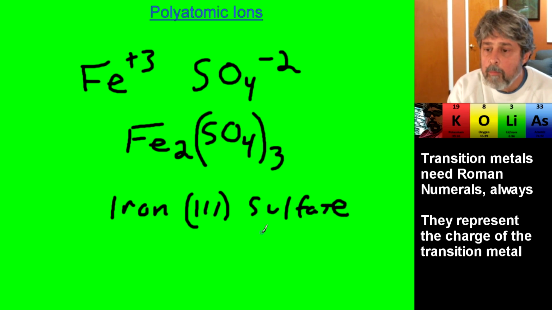Remember, the Roman numeral represents the charge of our transition metal. This is only for transition metals, just like the other ones that we did in the last lesson.